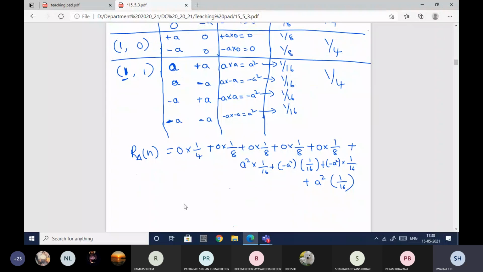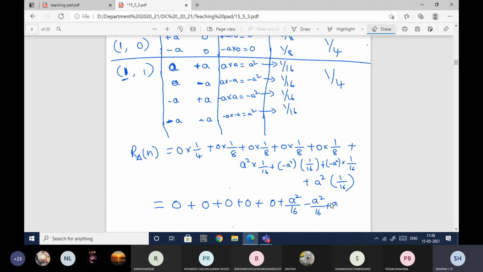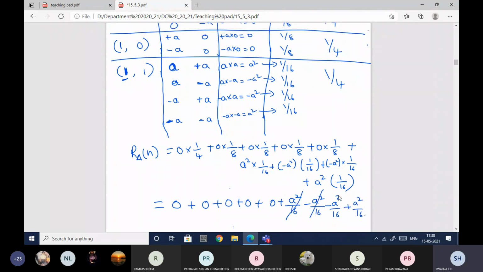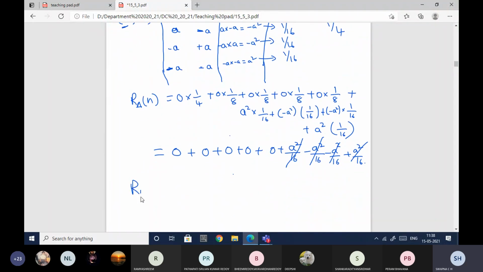Okay, so finally this entire thing we can write as 0 plus 0 plus 0 plus 0 plus 0 plus a square by 16 minus a square by 16 plus a square, sorry, minus a square, and again minus a square by 16 plus a square by 16. Okay, so here plus a square minus a square by 16 minus a square plus a square by 16, it will get cancelled. So finally I will have area of n will be equal to 0. Okay, so everybody please note down this.